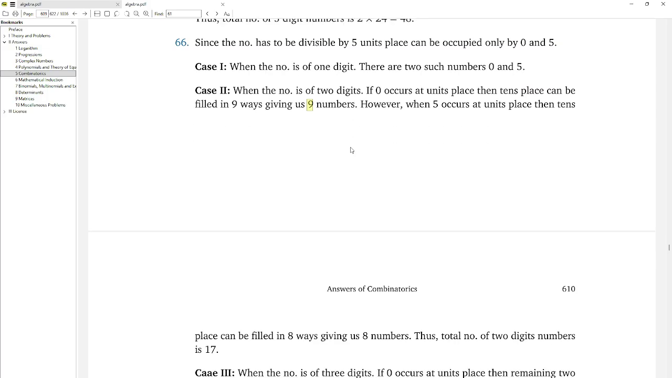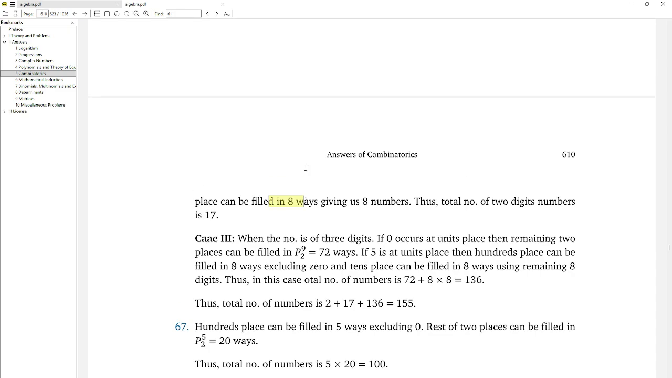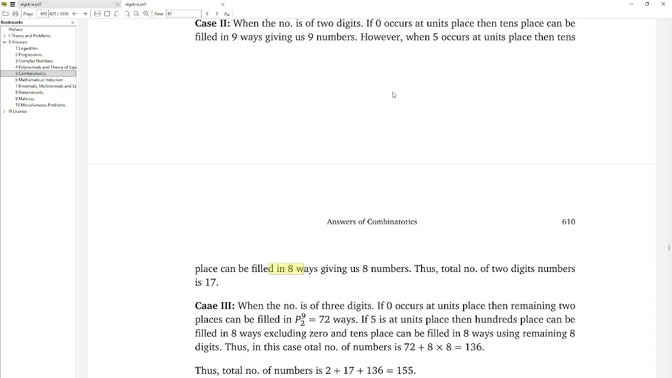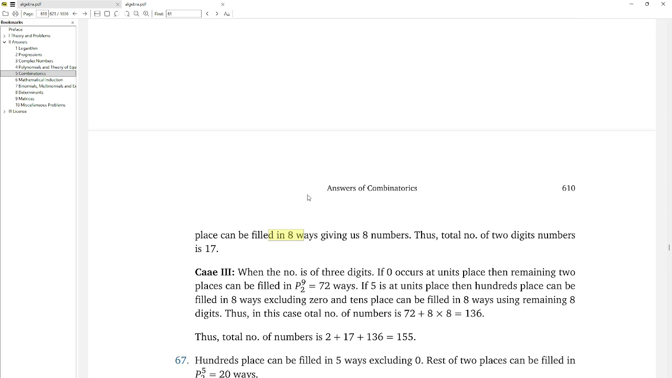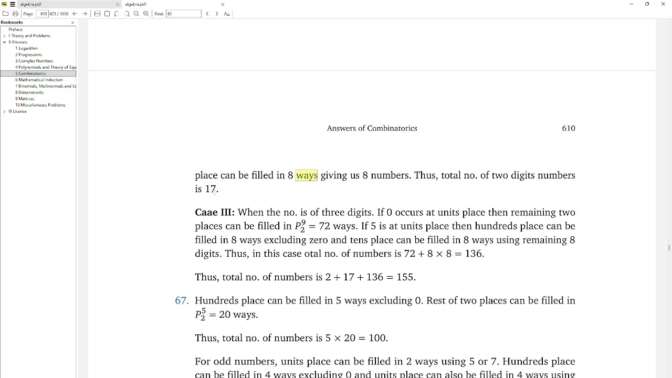giving us 9 numbers. However, when 5 occurs at unit place, then 10th place can be filled in 8 ways because now there is no repetition and 10th place cannot have 0. So 5 and 0 cannot be used, so 8 ways. So total number of two-digit numbers is 17.